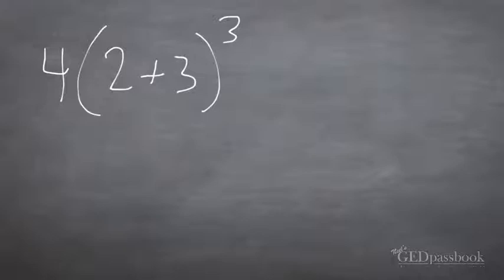So this is order of operations right here. Solve the following problem. Okay, so we got to do what needs to be done first, right? Which is what? Parentheses. 2 plus 3 equals what? 5. 2 plus 3 equals 5.